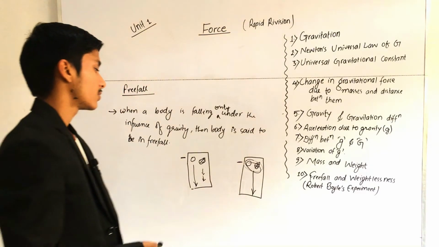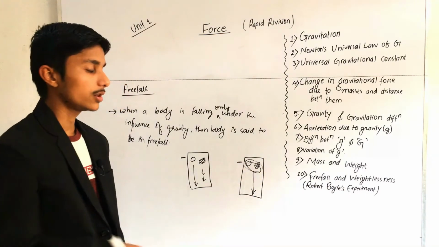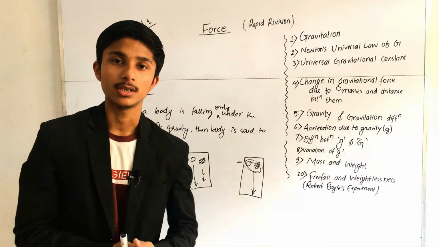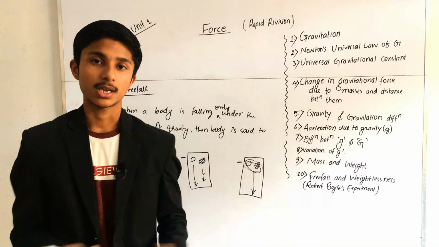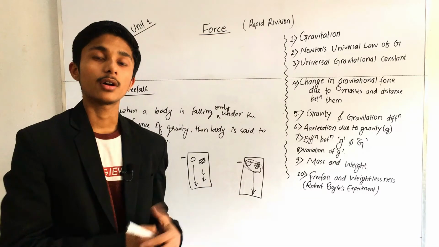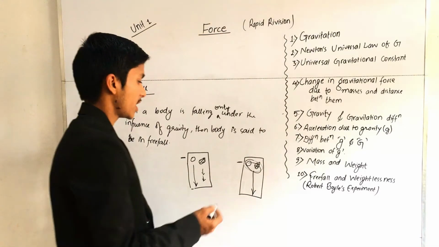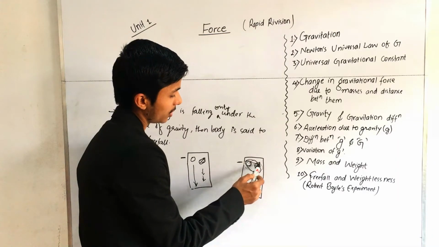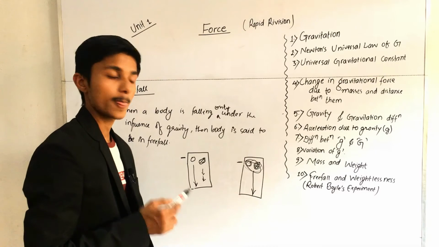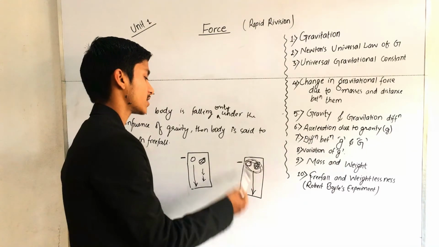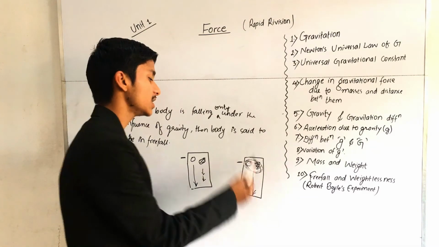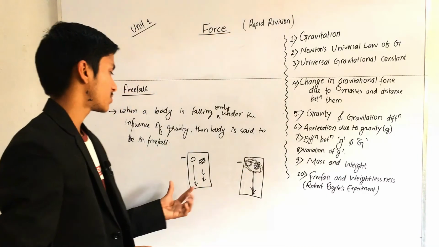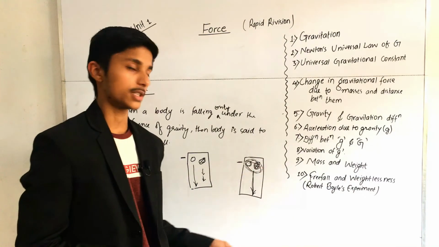Therefore, he gave one conclusion: the acceleration due to gravity of a free falling body is independent of mass and is the same for all bodies. It means the acceleration produced on the coin is the same for the feather also, and the acceleration due to gravity in free fall is independent of their masses. This is the experiment done by Robert Boyle.